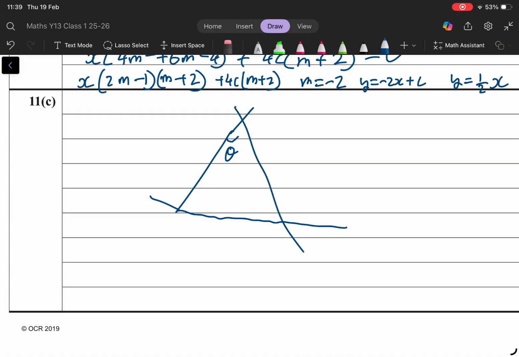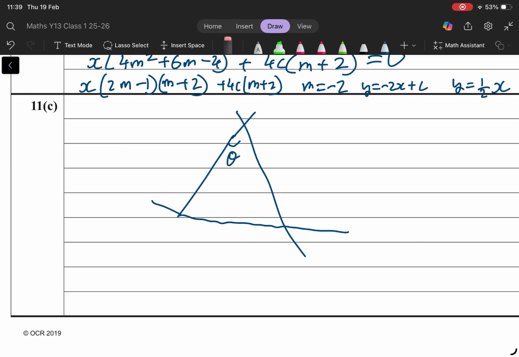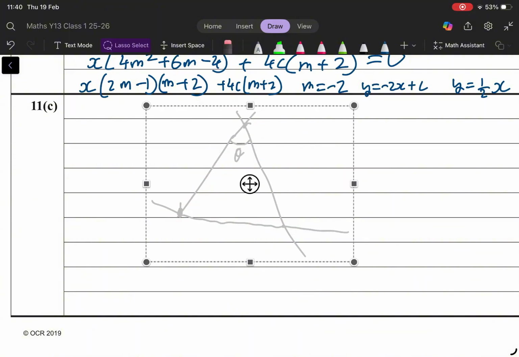Then what else do we want? We want the modulus of this length here and the modulus of this length here, half AB sine C. So, okay, that should be doable. So we want to work out the intersections of the lines and also the dot product of 2 of them.